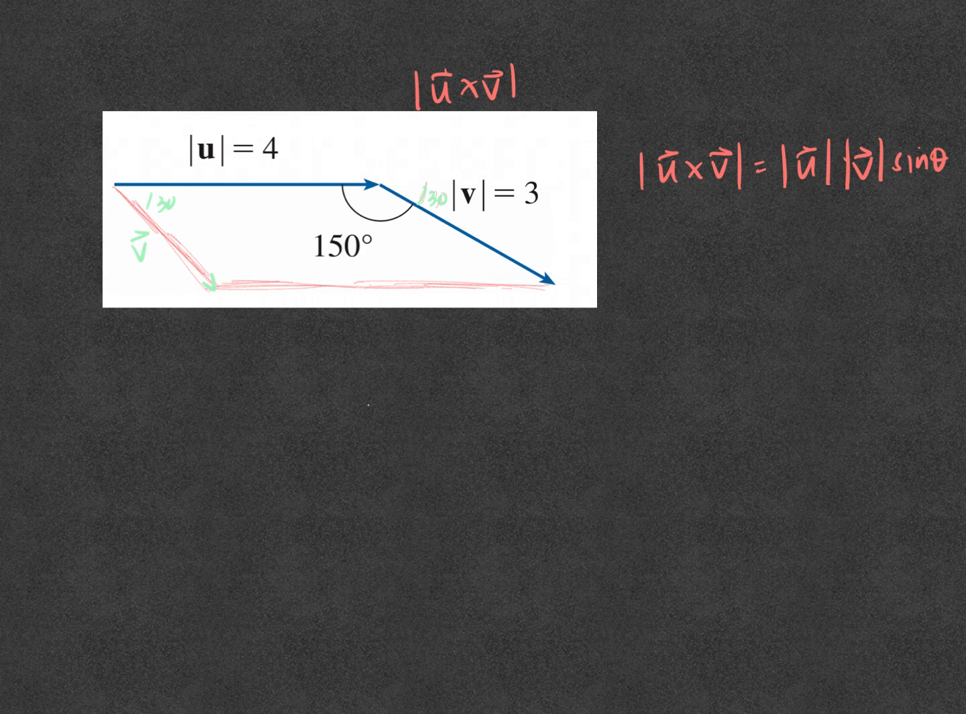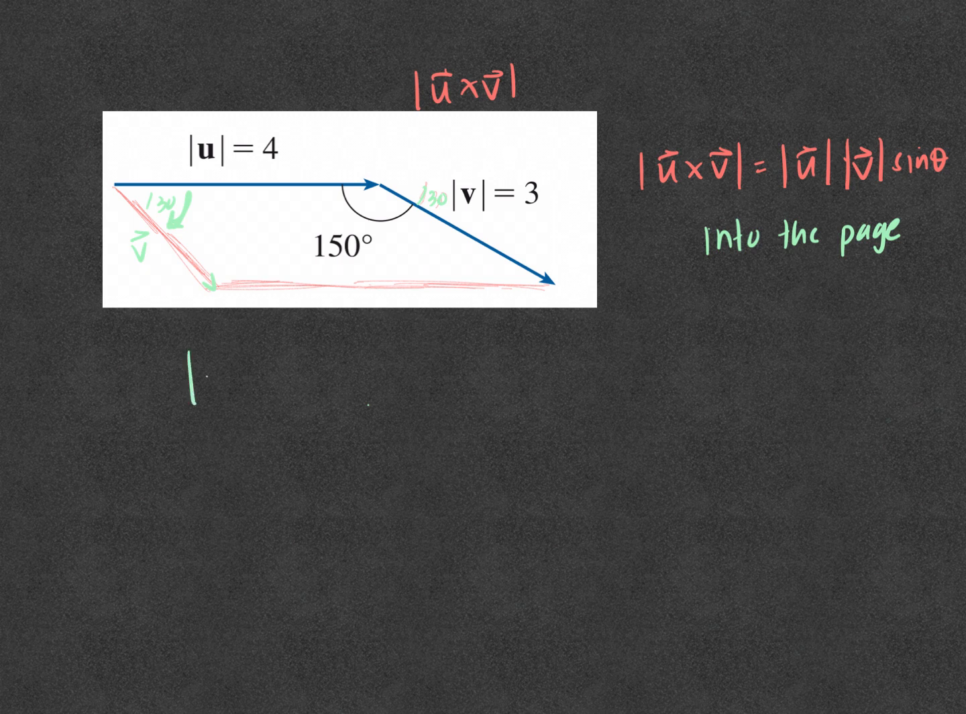That means we're going from U to V this way. So our right-hand rule means we're going into the page, not out of the page. So we know that we're going into the page. That's the second part because it's U cross V. So we're going from U to V.